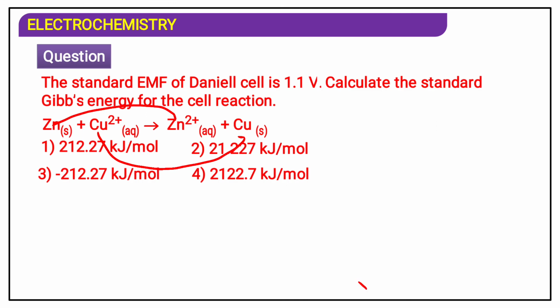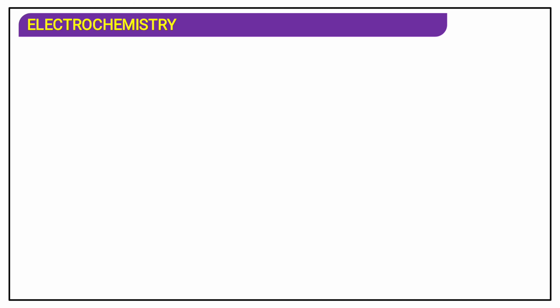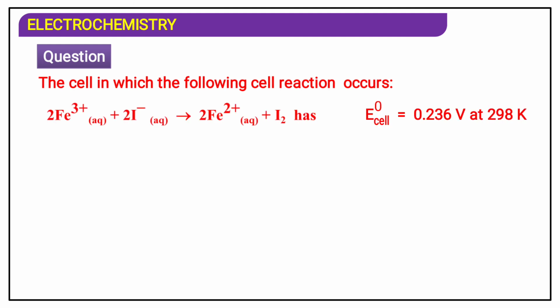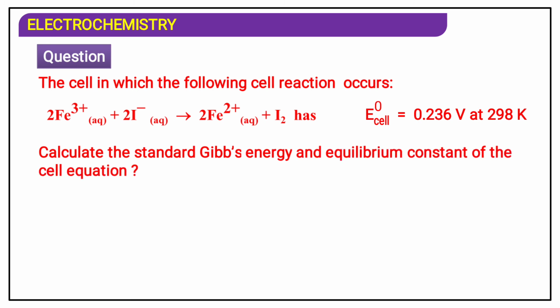That's why, which option is correct among these? This is the correct option. The third option is correct. I hope you understand. If you understand, let us go to the next problem. The next problem, let us go to the question. The cell in which the following cell reaction occurs. Let's try to observe this cell reaction. Here the E naught cell is provided, and calculate the standard Gibbs free energy and equilibrium constant.